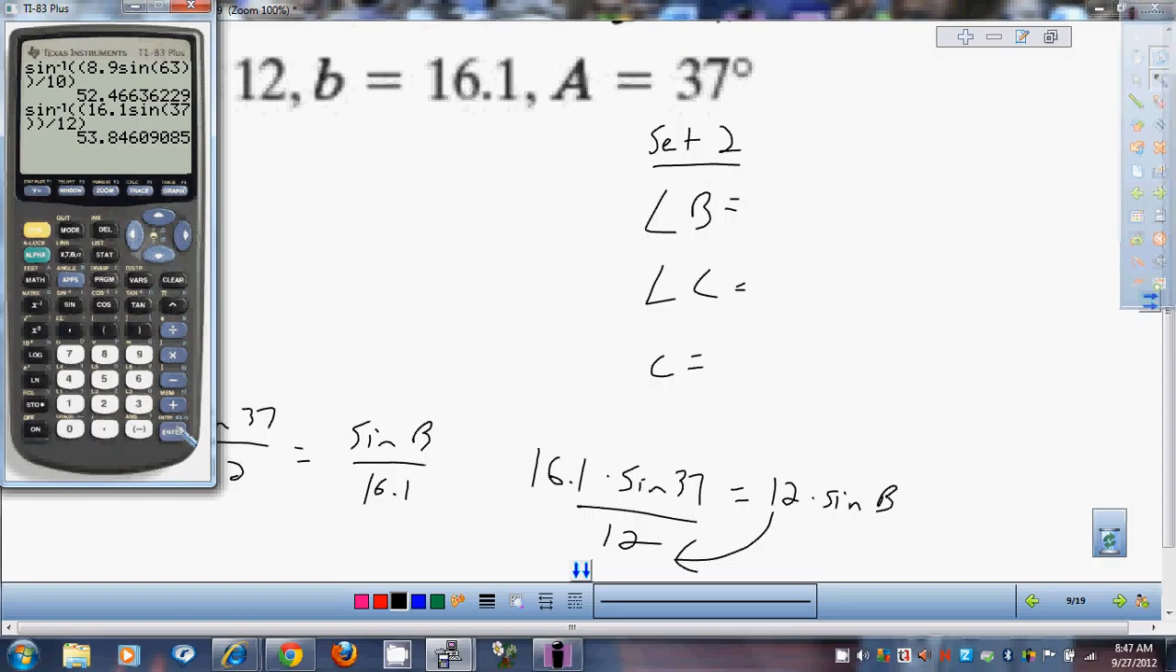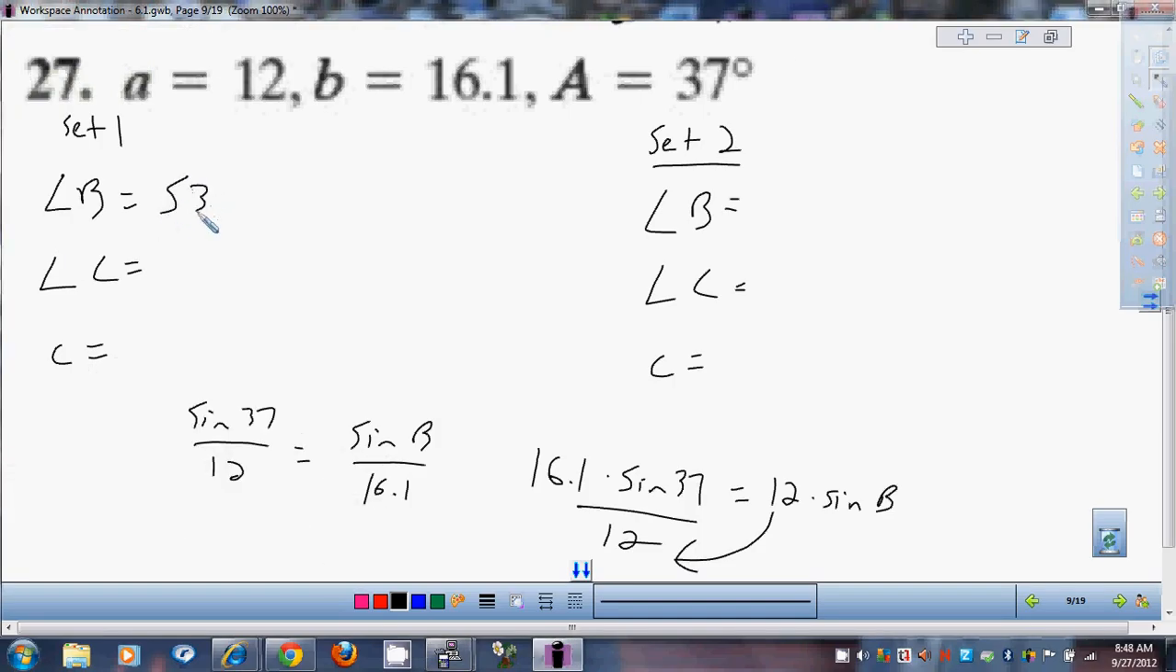53.8 degrees. 53.8. So that's our first angle B. Now, before we finish the first triangle, we're going to go ahead and go over to the second set.